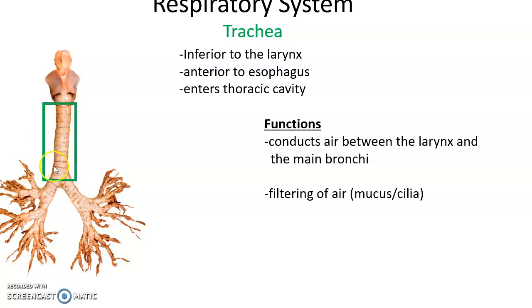Trachea. Trachea is the inferior structure to the larynx. It is in front of, or anterior to, the esophagus. It enters the thoracic cavity, so it's both in the throat and in the thoracic cavity. Its main function is to connect the larynx to the main bronchi branching off the inferior end of the trachea. And also, since it's lined with a mucous membrane that has cilia, it helps in filtering the air, warming the air, moisturizing the air.